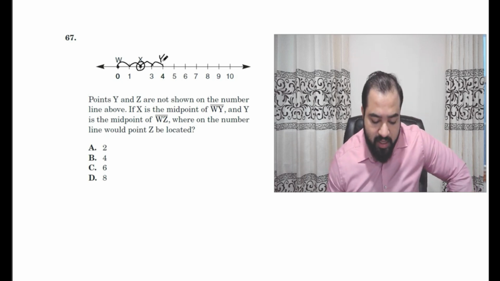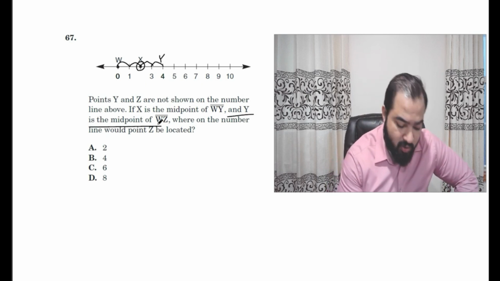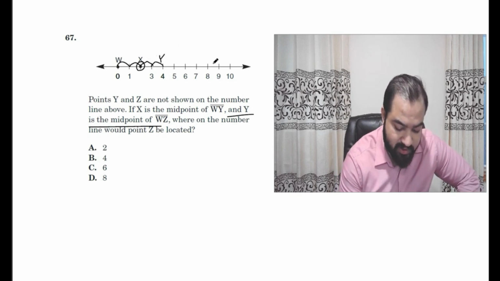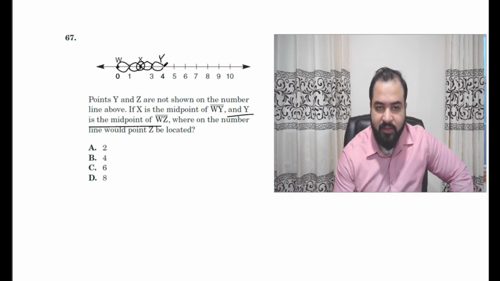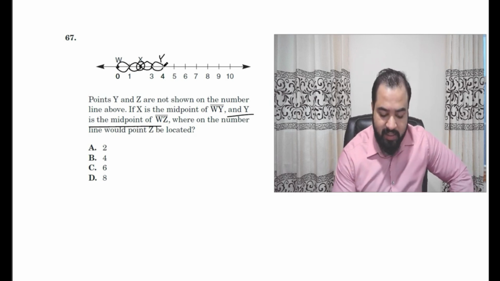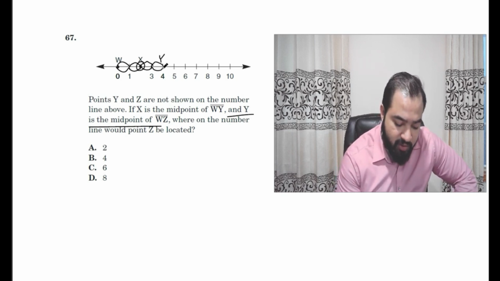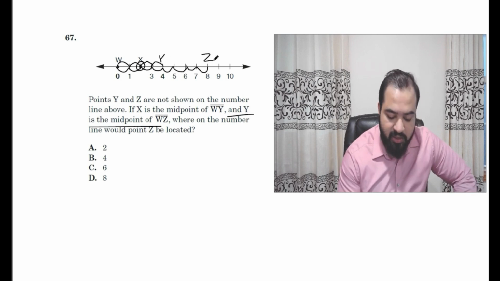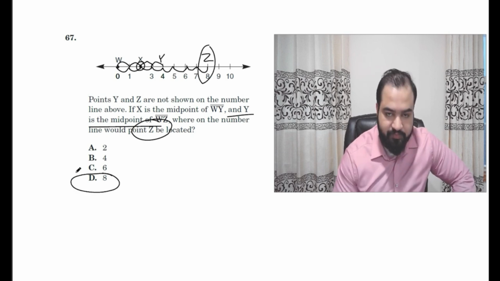Now it says Y is the midpoint of WZ. Now Y is the middle of W and Z. So from Y to W the distance is 1, 2, 3, 4. Since Y is the midpoint of W and Z, the distance from Y to Z also has to be 4 units. So 1, 2, 3, 4. So Z is here. Now they said where on the number line could point Z be located. So point Z is at 8. So the answer is 8.